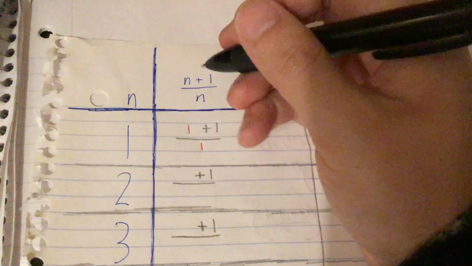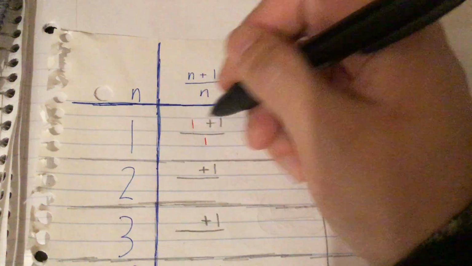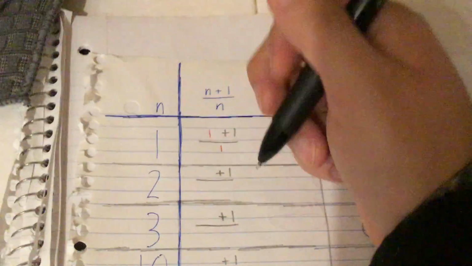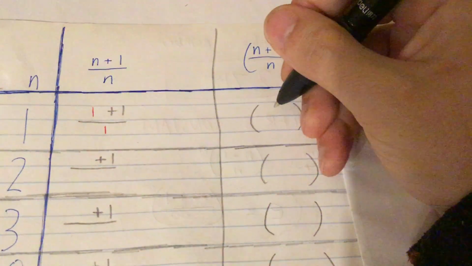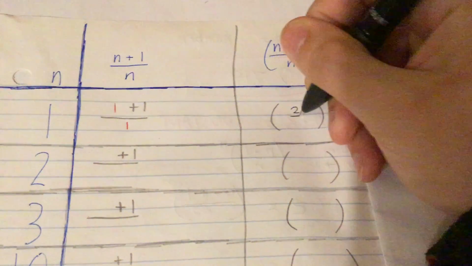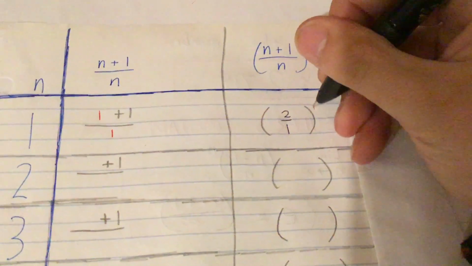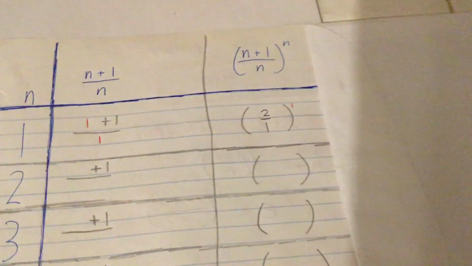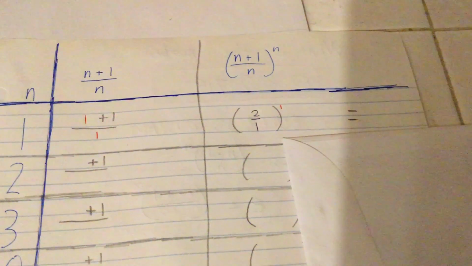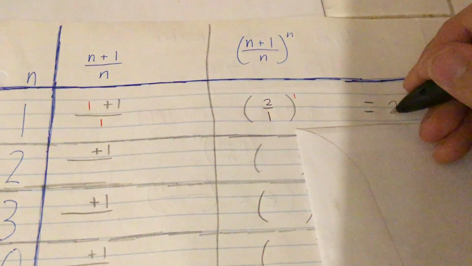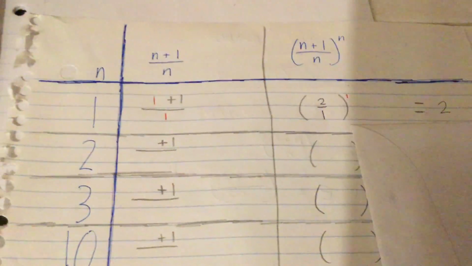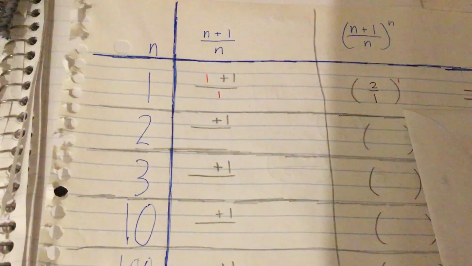So I plug in n plus 1 over n, where n is 1, so 1 plus 1 over 1. That'd be 2 over 1, or 2, to the first power. Well, 2 to the first power is just 2. There's nothing too exciting about that. So that's kind of a letdown. So let's go one higher.